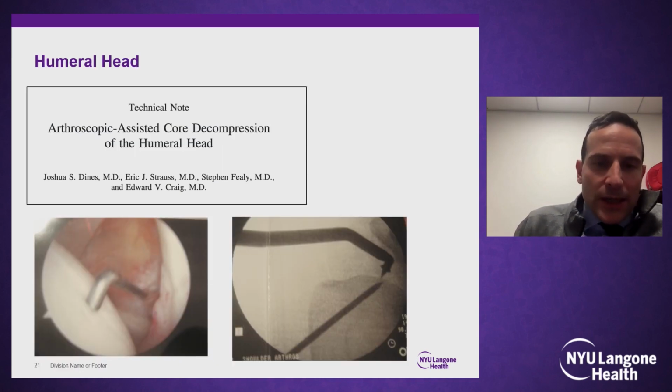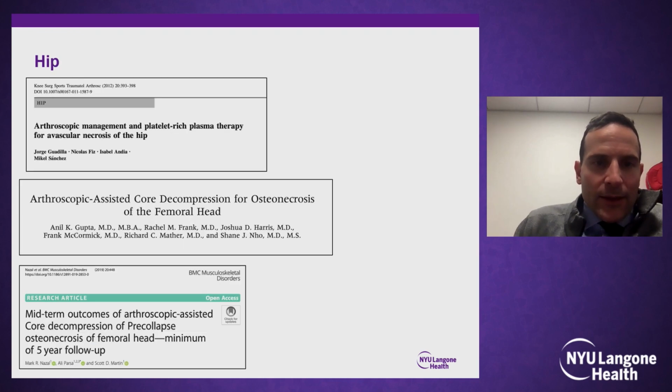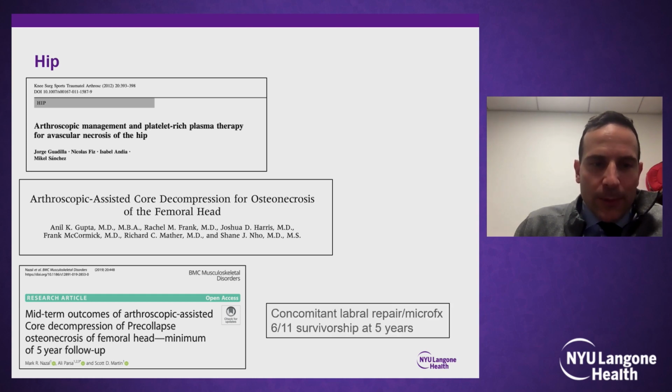So this has been done in the humeral head. This has also been done, in terms of arthroscopy, in the hip. It has been done for core decompression in the past, with relatively good survivorship, with concomitant labral repair and microfracture. There are other procedures that can be done at that time, potentially killing two birds with one stone.